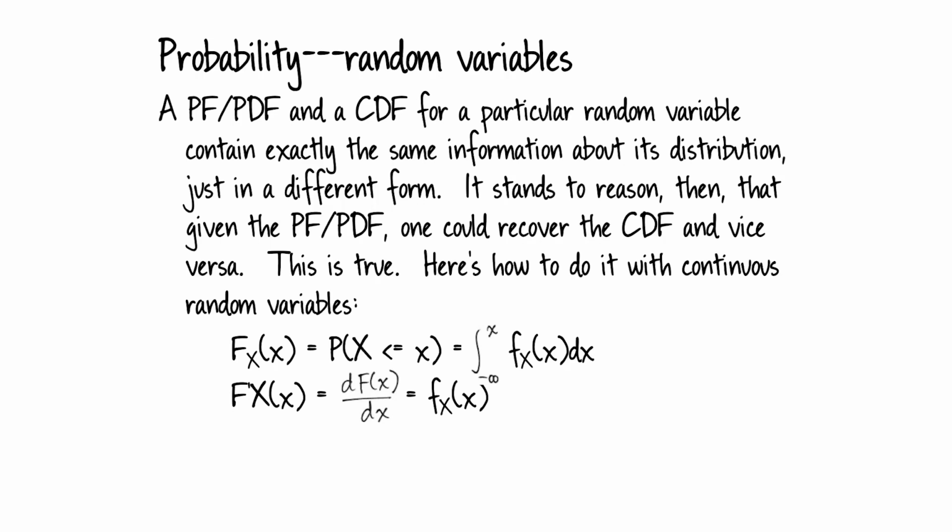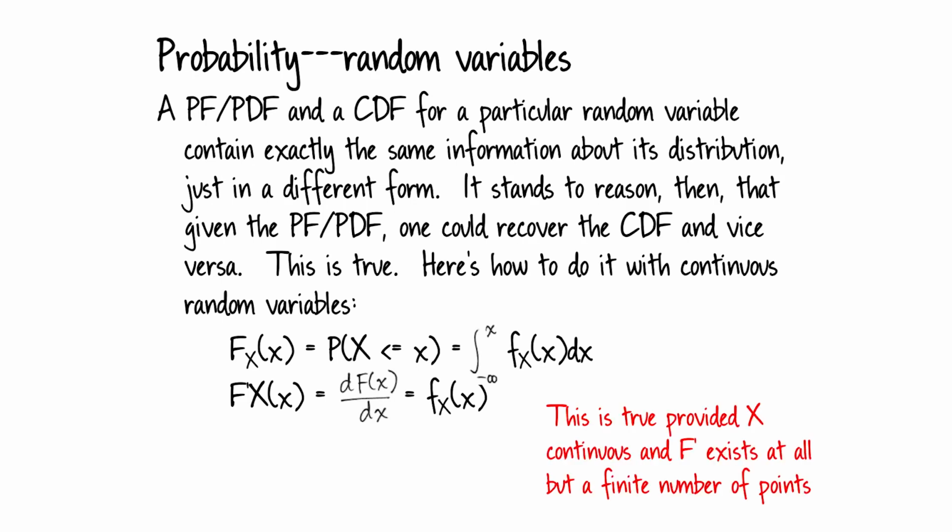For continuous random variables, these are the formulas that tell you how to move between a PDF and a CDF, okay? And they intuitively, I think, make complete sense. They're just the continuous analogs of what I described here with the discrete random variables. So if you want to get the CDF for a continuous random variable at a particular point, then you integrate the PDF up to that point, okay? And that's what we have here. And if you have the CDF and you want to recover the PDF from it, then you take the derivative, okay? So does this make sense? Okay, good. Oh, I should say, I have to add this disclaimer. This is true provided that X is continuous and F prime exists at all but a finite number of points.